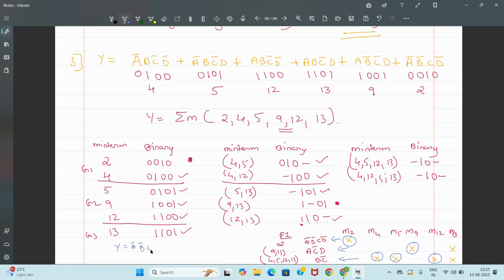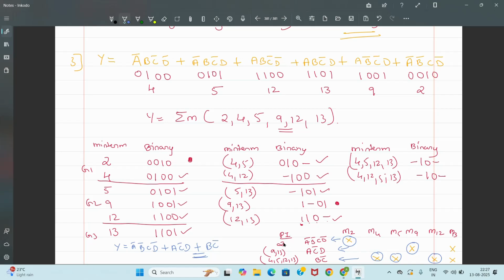A bar, B bar, C, D bar plus A, C bar, D plus B, C bar. The final verification, the final confirmation step, is just to make sure, since all these three values are there, that these three values are sufficient to cover all the given numbers.